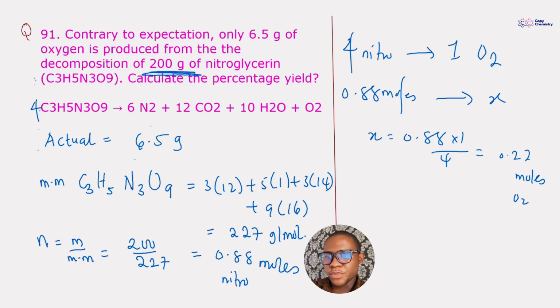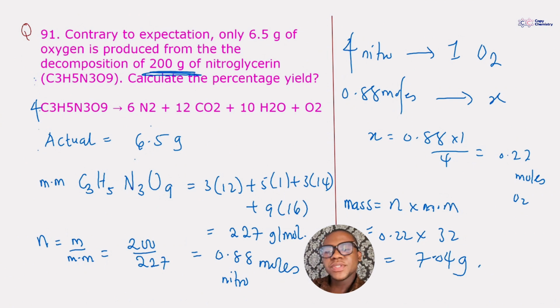If that's the moles of oxygen produced, we can really get the mass of oxygen now. It's just number of moles times molar mass, and that's 0.22 multiplied by 32, which is the molar mass. And when you do that multiplication, you're going to have 7.04 grams. So this 7.04 grams of oxygen, of course, stands as the theoretical yield of oxygen, okay?